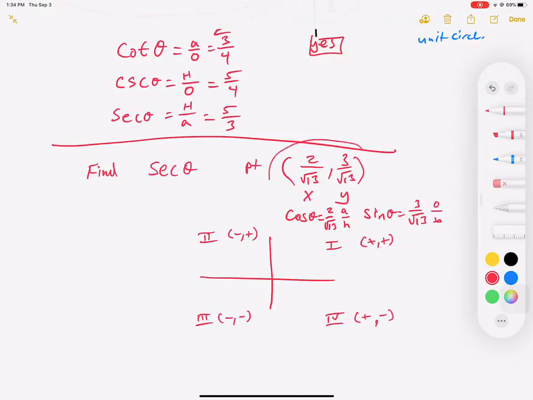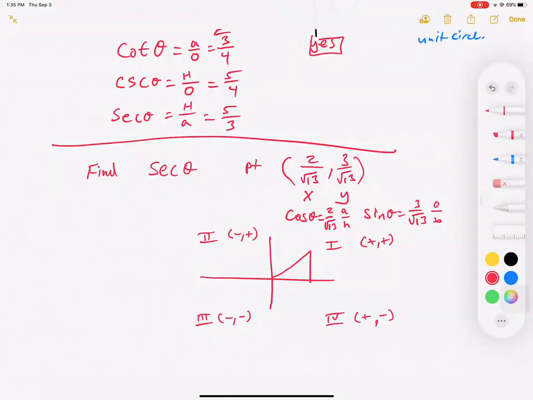So if I give you this point here, would that be quadrant 1, 2, 3, or 4? 1. X is positive, y is positive, isn't it? They're both positive. Right here. Not only do we have a triangle, we actually have all 3 sides of this triangle already.